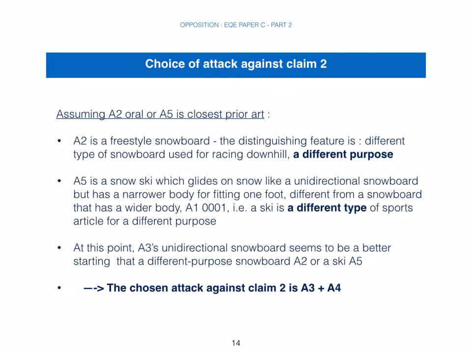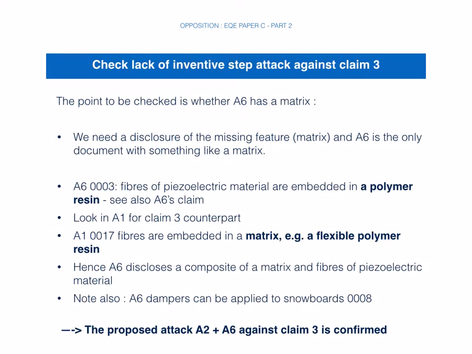Next, we'll check the attack against claim 3 for lack of inventive step. The point to be checked here, at least the point I need to check, is whether A6 has a matrix. We need a disclosure of the missing feature, which is a matrix, and A6 is the only document which discloses anything like a matrix. So I turn to A6 disclosure. Paragraph 3 talks about fibers of piezoelectric material embedded in a polymer resin.